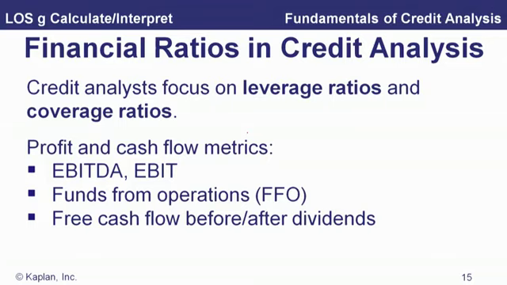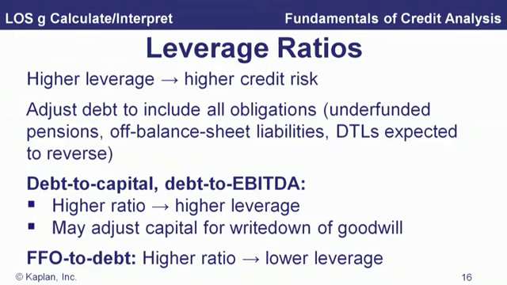Financial ratios. A lot of ratios involved in this credit analysis. Okay? We mentioned the leverage and coverage ratios. Okay? And we could also look at some profit and cash flow metrics. I mentioned using EBIT in the coverage ratios. Sometimes we use EBITDA, earnings before interest, taxes, depreciation, and amortization. Sometimes the measure we want to look at is funds from operations, or free cash flow before dividends, or free cash flows after dividends. Let's take a closer look at these leverage ratios.